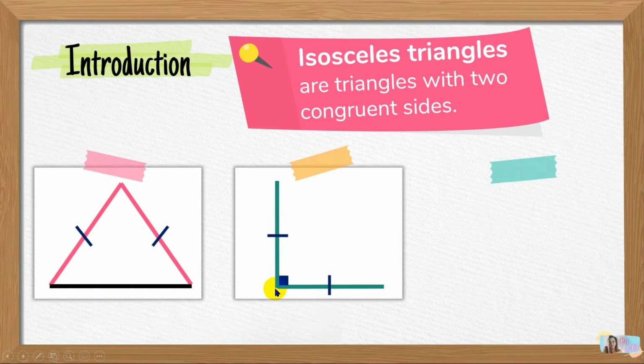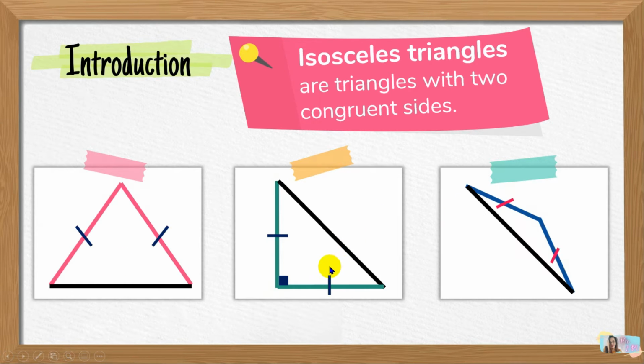Another one, we also have a right triangle wherein we have a right angle on this triangle. And then another kind of isosceles triangle is this one, which is the obtuse or isosceles obtuse triangle. So these are some of the illustrations of isosceles triangles, and again, kailan natin matatawag na isosceles ang ating triangles? Kapag meron po itong two congruent sides.